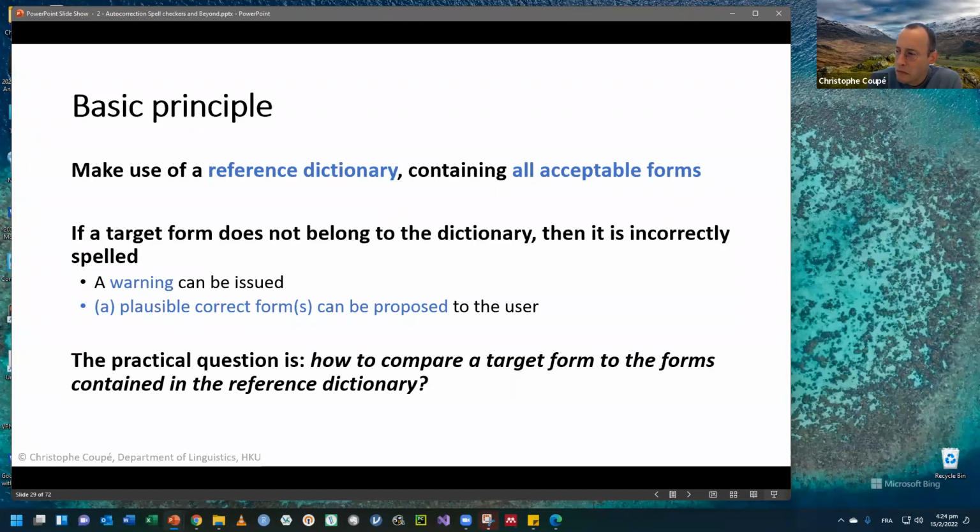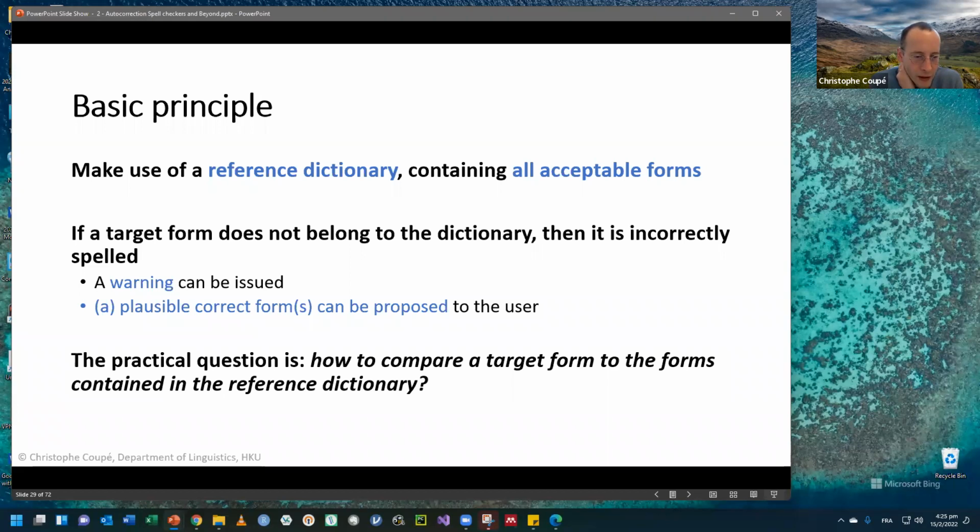The basic principle is not very difficult, and you could guess it by yourself. What we have in Word and in all this software doing orthographic lexical spell checking is a reference dictionary. And this dictionary contains all the acceptable forms. That means the singular form of a noun, but also the plural form, and all the conjugations of a verb. Now it's quite simple. You have a target form and you want to check whether it's acceptable, lexically speaking. Then you check if this target form belongs to the dictionary. If that's not the case, then there is a problem. Then you have a misspelling. And then you can issue a warning to the user, or you can propose a plausible correct form, or maybe several of them.